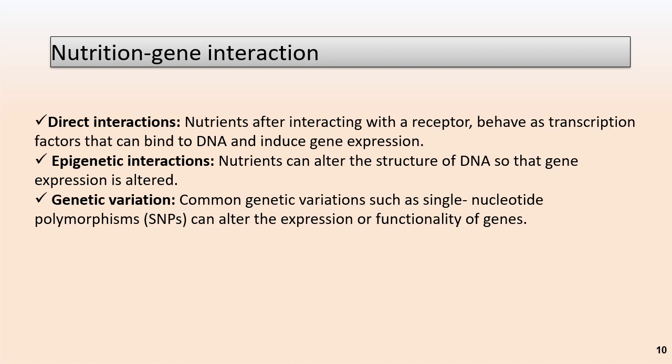Second is epigenetic interaction. In epigenetic interactions, a nutrient can alter the structure of the DNA so that gene expression is altered. And third one is genetic variation. In genetic variation, common genetic variations such as the single nucleotide polymorphism can alter the expression or functionality of the gene.